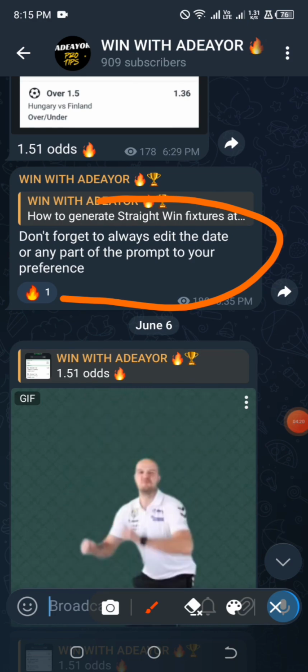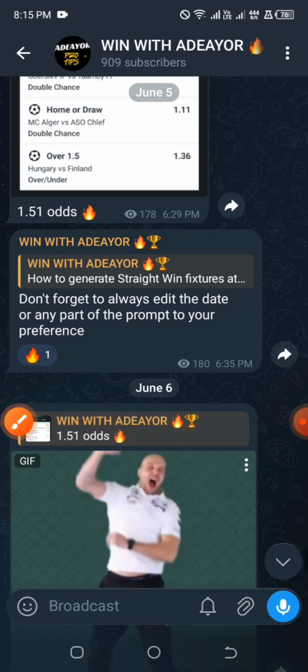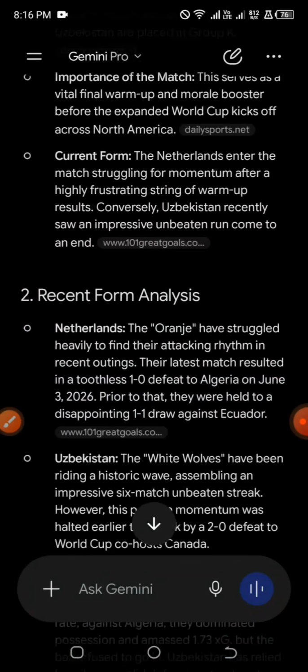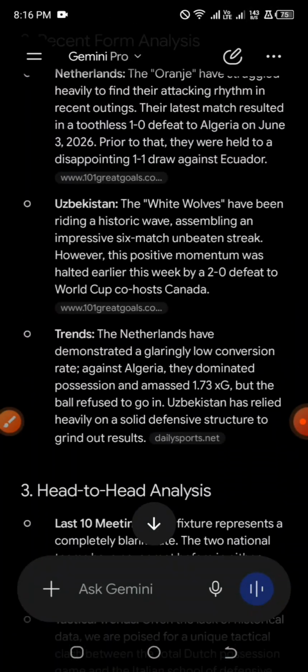Now let us move on to the second match fixture on the list. Moving forward, we have the match between Netherlands and Uzbekistan, and we have their recent form analysis.